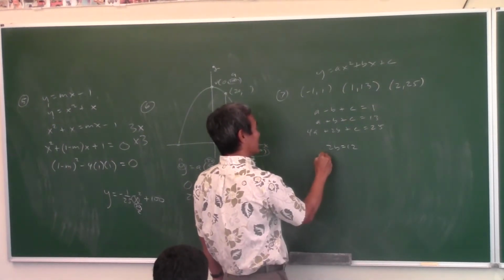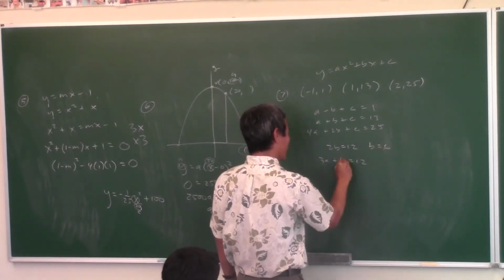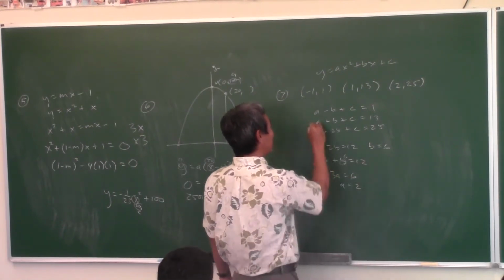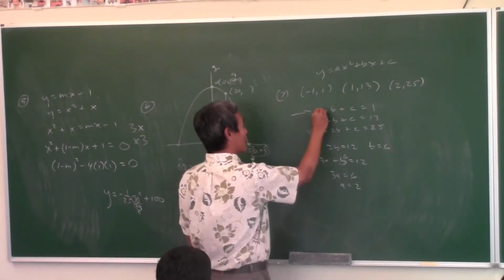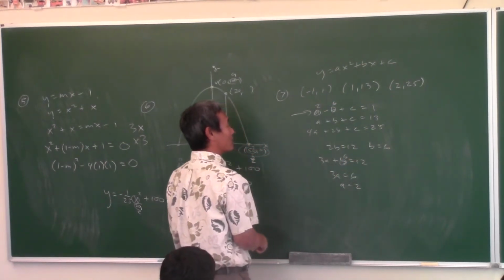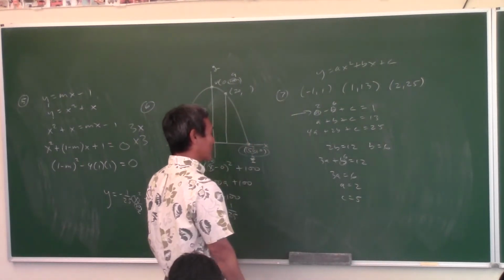3a plus b equals 12. But we already know b is 6. So if you plug in 6 here, that is 3a equals 6, which means a is 2. Once you get a and b, plug it back into this one. So if I plug in 2 there and 6 there, 2 minus 6 is negative 4. Negative 4 plus what equals 1? See, it's 5, right? Did I do that correctly?